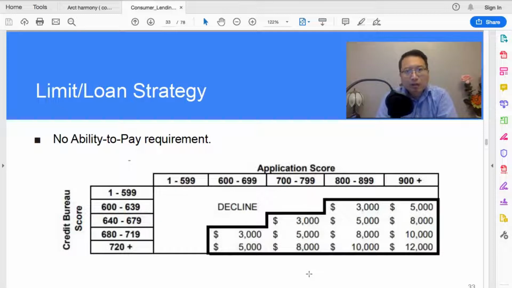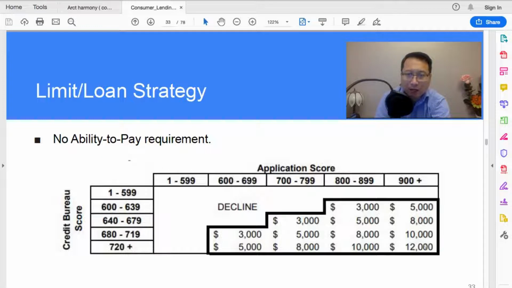First case is no ability to pay requirement. We can use a similar dual score matrix to determine the corresponding credit limit for each score segment. Here you look at, okay, we only look at all the cells under the approval decisions, right? So then you can assign high limit to high score, low risk segment, right? So in this case, the highest gets $12,000.